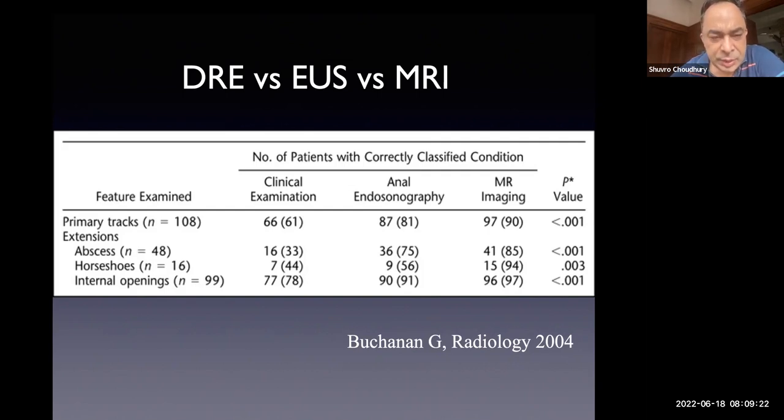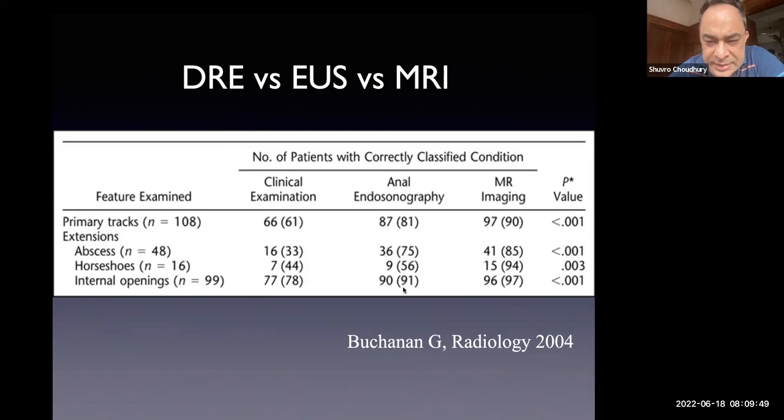Now, John Buchanan looks at the top four, and if you look at the data of clinical examination versus anal endosonography versus MR imaging, you can see that MR is actually significantly better at identifying the tracts. That is 90%, abscess 85%, horseshoes 94%, internal openings 97%.